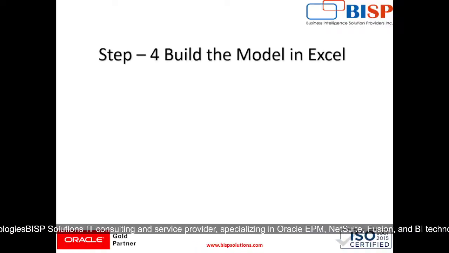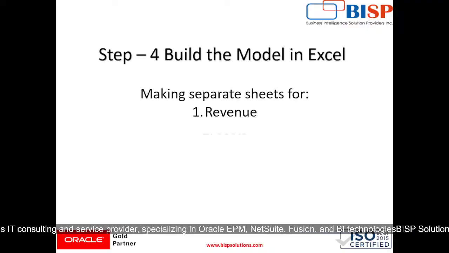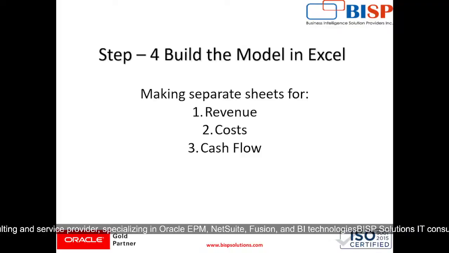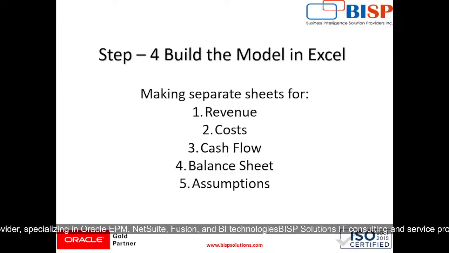Step 4 is building the model in Excel, where we will be making separate sheets for our revenue, cost, cash flow, balance sheets and assumption sheet. For that we will be using formulas like revenue minus cost for profit, PMT to calculate loan repayments, and IF, to add flexibility. So if we are adding the cost of coffee beans as 5 rupees per cup, we will be multiplying by the number of cups sold.